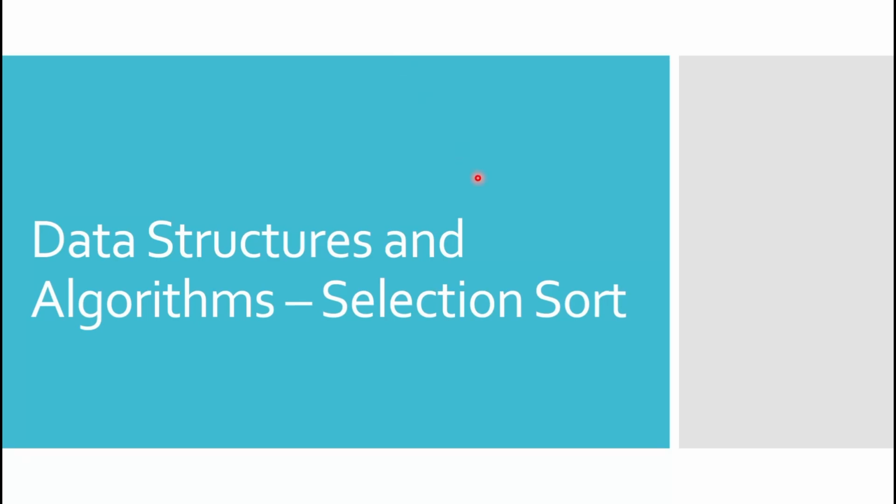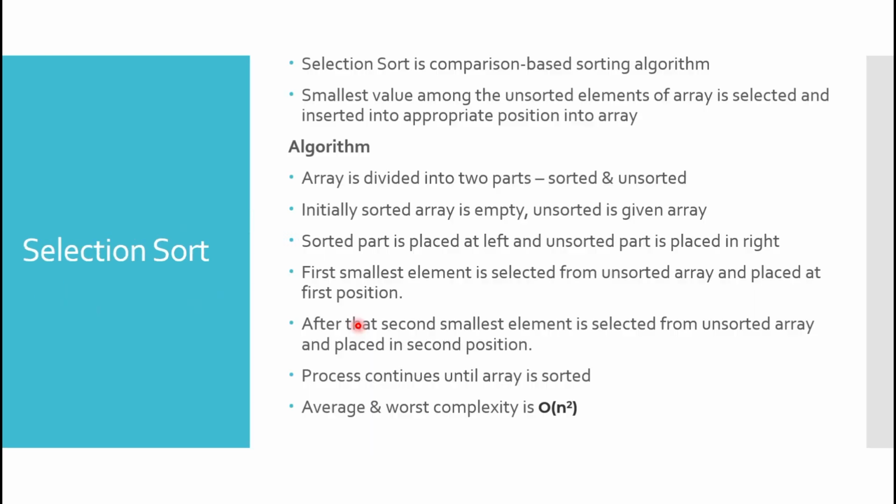Today in our video we are going to cover selection sort as part of data structures and algorithms. So what is selection sort? Selection sort is a comparison based sorting algorithm. The smallest value among the unsorted elements in an array will be selected and then inserted into an appropriate position in the array. So what is the selection sort algorithm and how does it work?